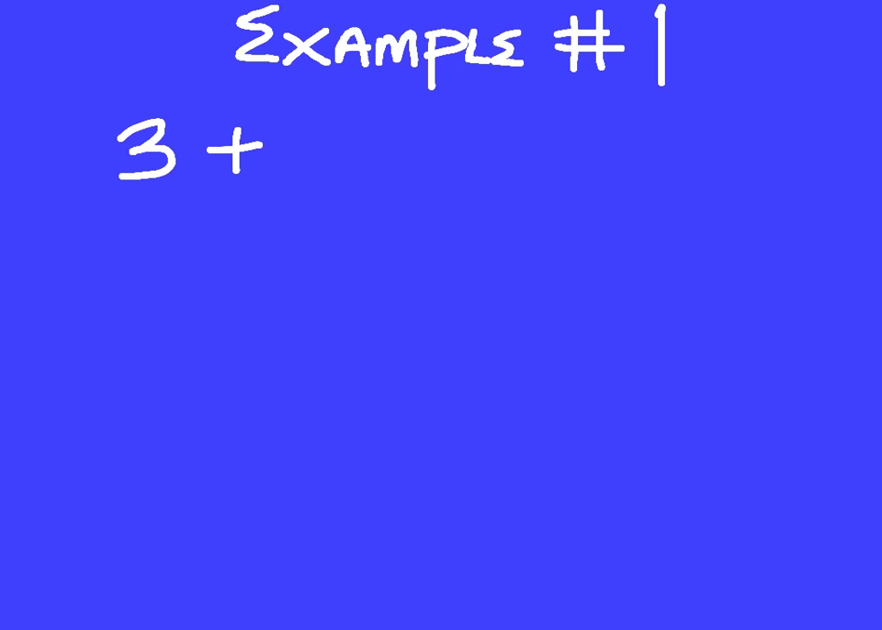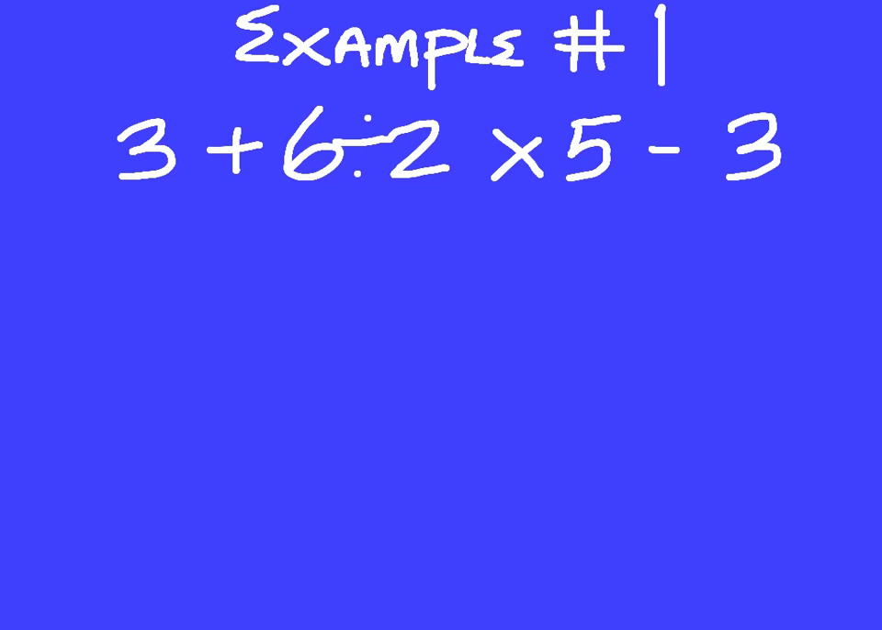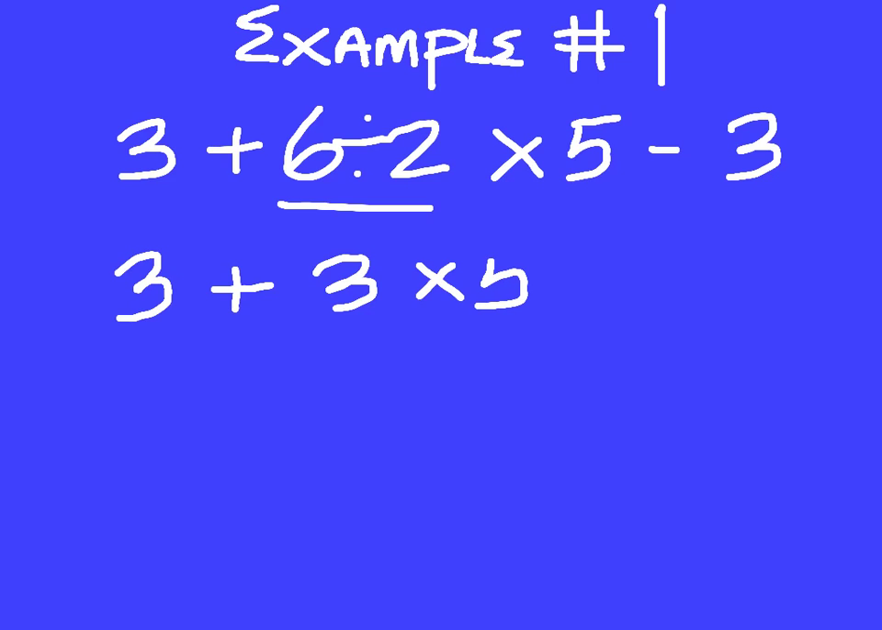Similar to what we did already, but we're going to bump it up one step. 3 plus 6 divided by 2 times 5 minus 3. The first thing I have to do is multiplication and division in this problem. Division and multiplication are done in order from left to right. So it's going to be 6 divided by 2, which is 3, and then keep the times 5, and then minus 3.